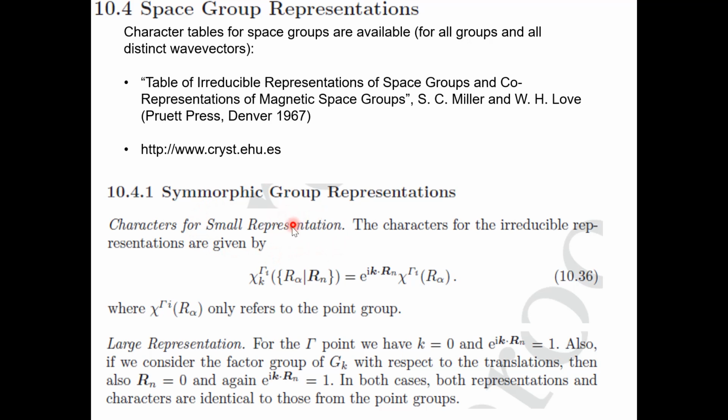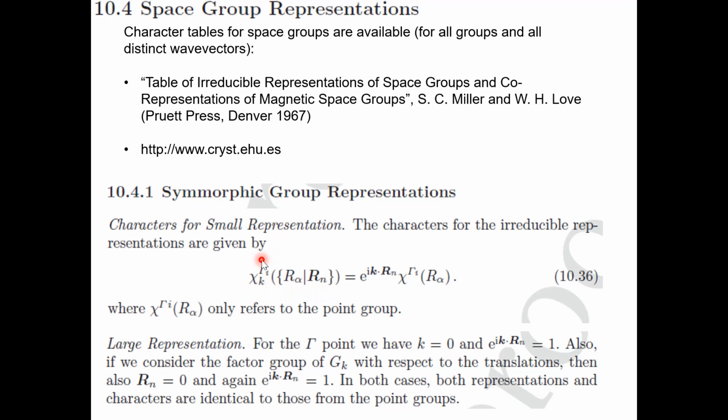What we mean by small representation are usually groups of the wave vector of less symmetric directions in the Brillouin zone. So these are typically smaller groups. They are subgroups of the full rotation or point group of the crystal. And this is what we mean by small representation. It's usually k different than 0.